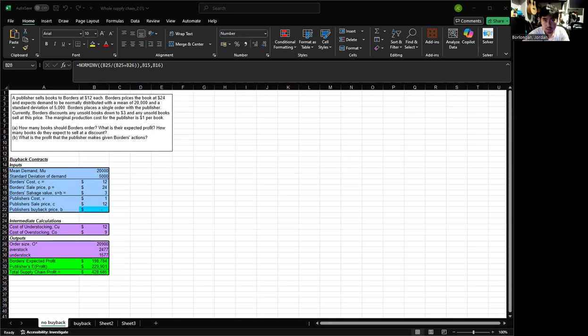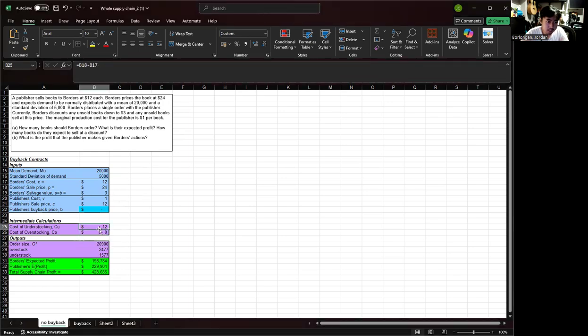And his strategy to minimize any losses is that he discounts any unsold books to $3. So how can the expected profit be computed? Here we have our givens. It is just slightly different from the last example, but the core principle remains the same. So you have the sale price, you have the cost, the salvage value.